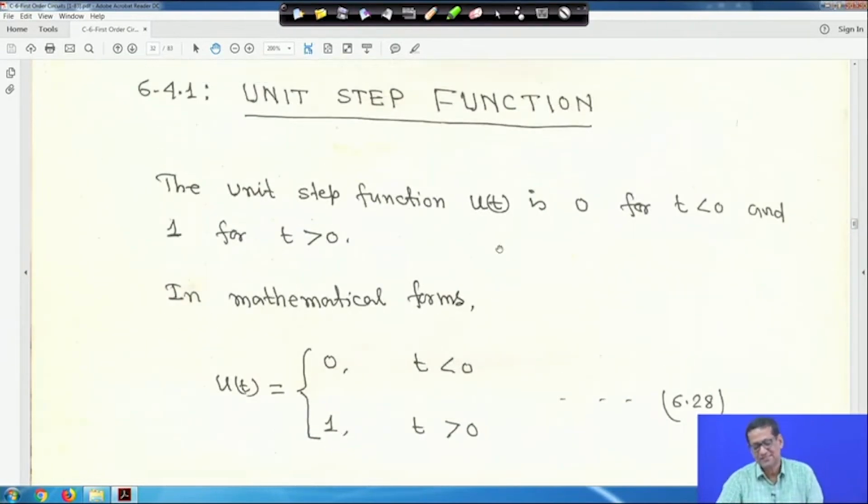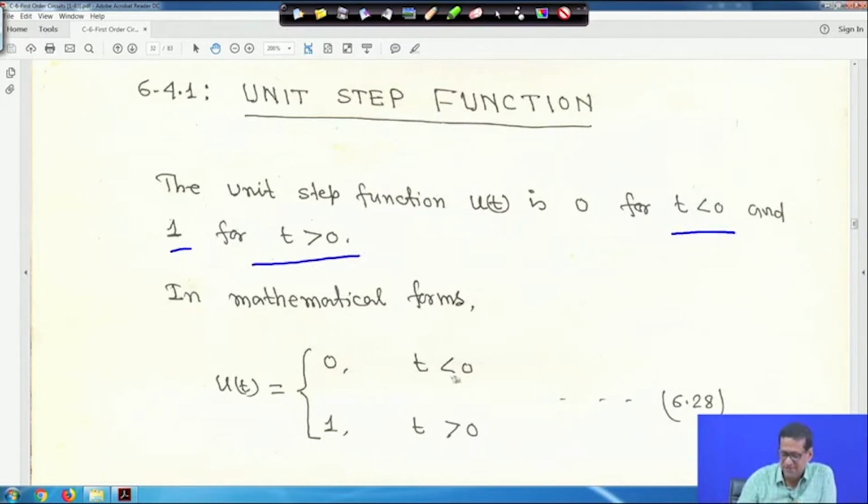Basically, this kind of singularity function, step function, ramp function, all of these you will find mostly used in circuits as well as in control systems. The unit step function u(t) is 0 for t less than 0, and 1 for t greater than 0. This way you define the unit step function.